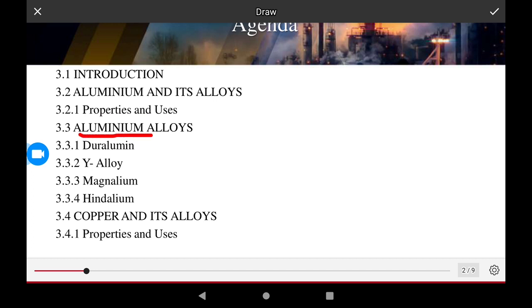Aluminum alloys, duralumin, Y alloys, magnesium, magnalium, gallium, and copper and its alloy properties and uses of copper and its alloy.